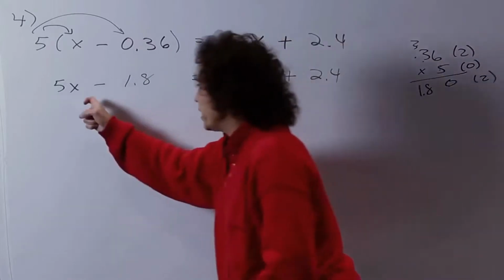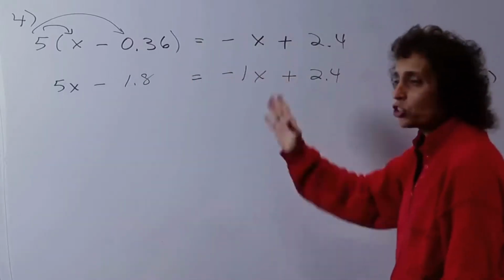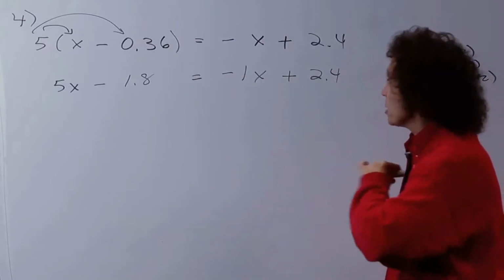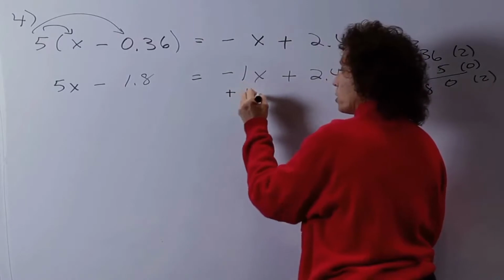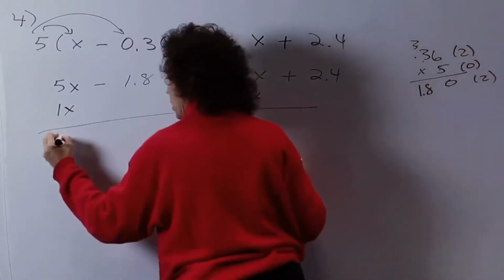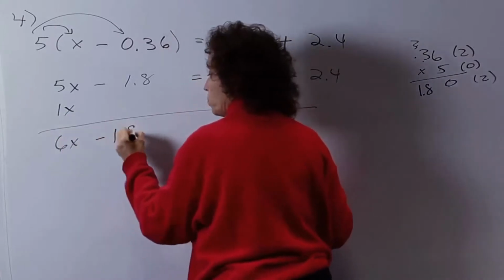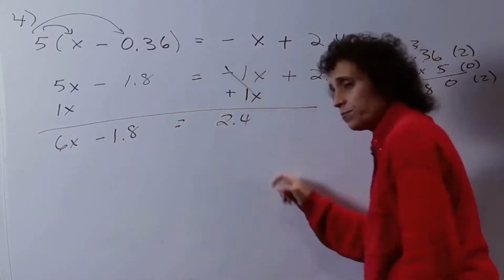I'm going to go to the left side, I cannot combine. I'm going to go to the right side, I cannot combine. Okay, this is my choice. I'm going to move him. The opposite of minus 1x is positive 1x. And I got 6x minus 1.8 equals 2.4.